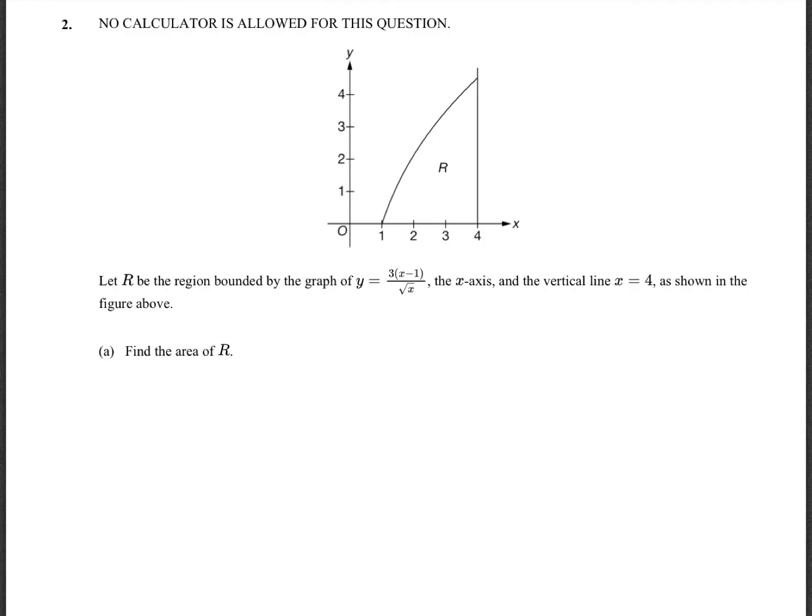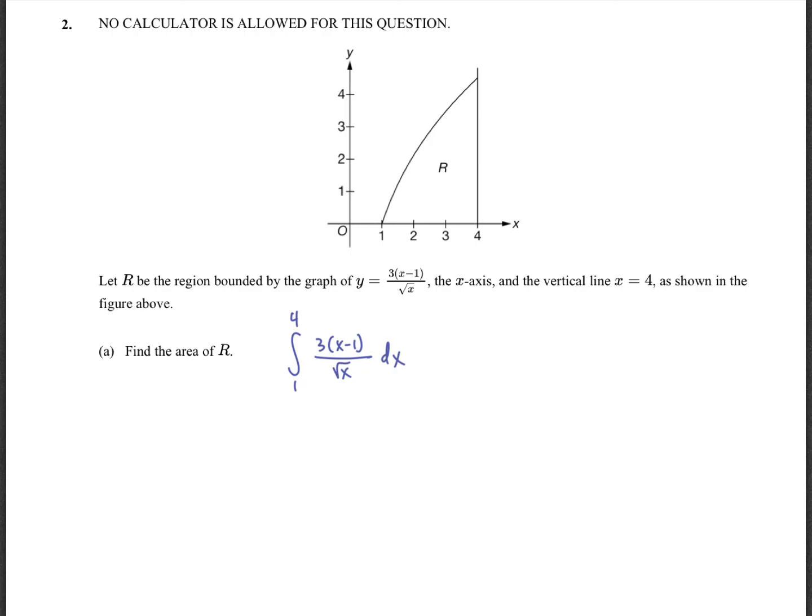Okay, first find the area. So we know at least setting this up, we're going to do integral from 1 to 4, because that's where the area goes to and from. And then we're just going to integrate this function. Okay, so that'll be the area. So basically we just really have to integrate this function.